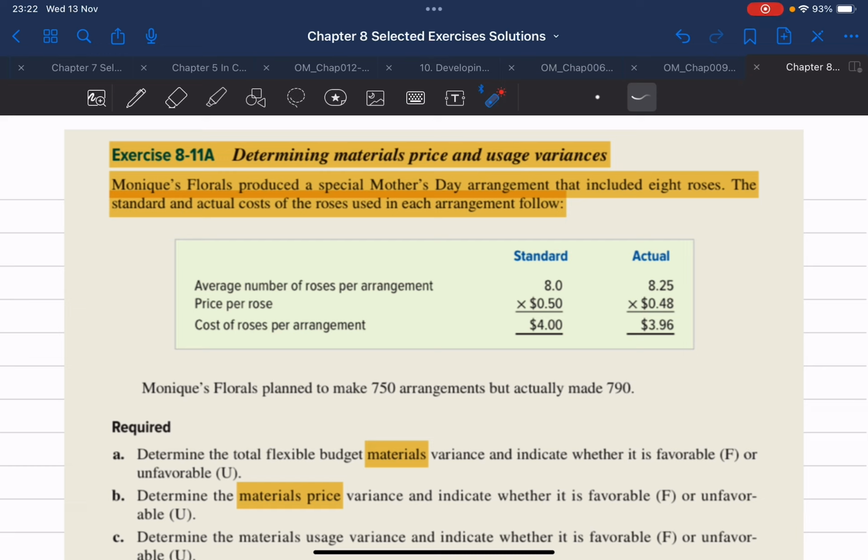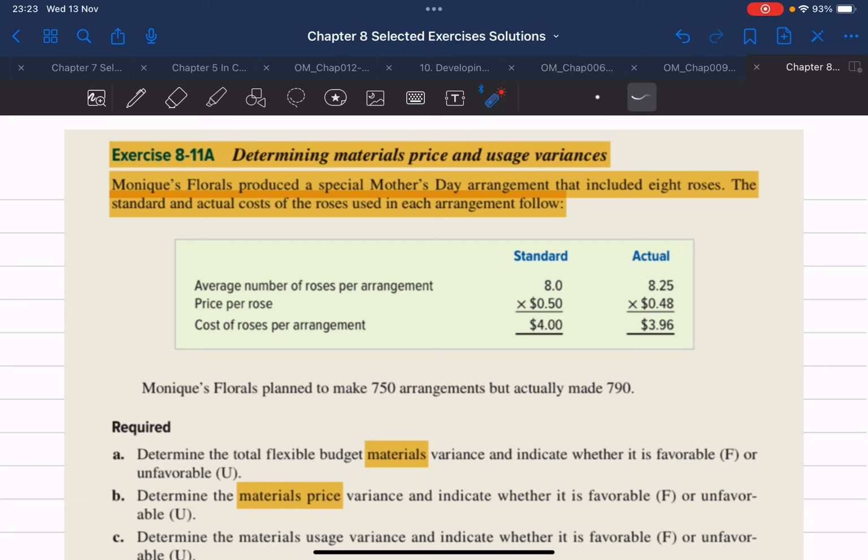In this video, we're going to be looking at the last and final exercise that we have selected for this chapter, exercise 8-11A. So let's read the exercise together and then see how we can work through it.